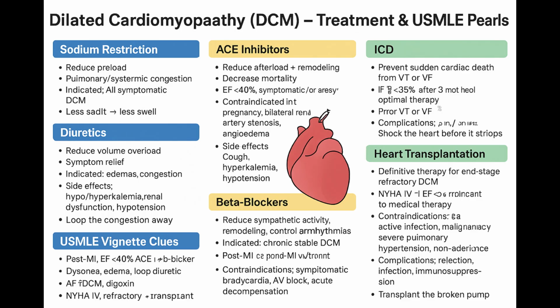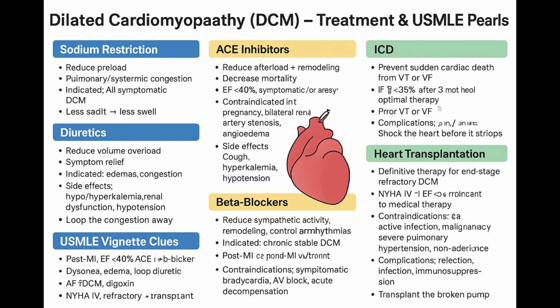So if ACE inhibitors and beta blockers handle survival, where do diuretics fit in? Because you hear about them all the time in heart failure. Diuretics, like furosemide, are essential for acute symptom relief. They reduce the congestion, the edema, and they make the patient feel better quickly. But, and this is a vital distinction, they do not reverse the remodeling process or offer any long-term mortality benefit. They are purely for symptom management.